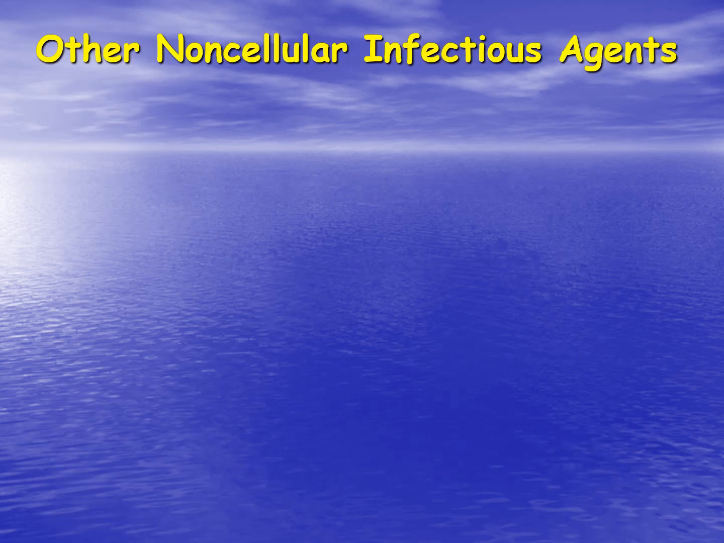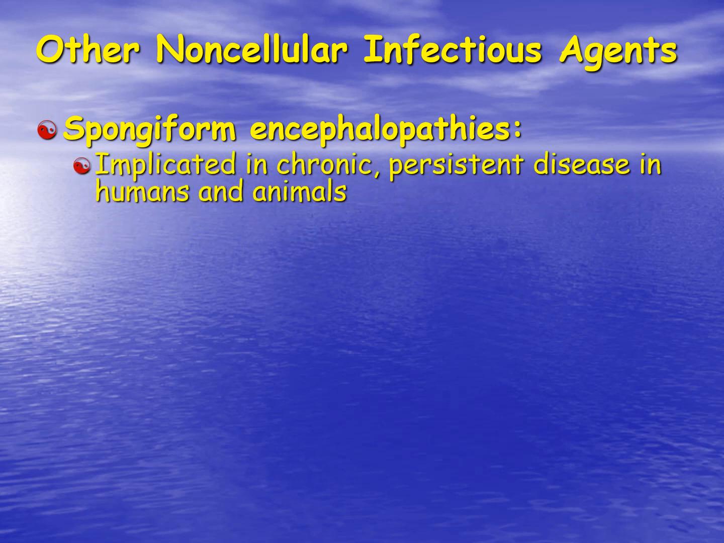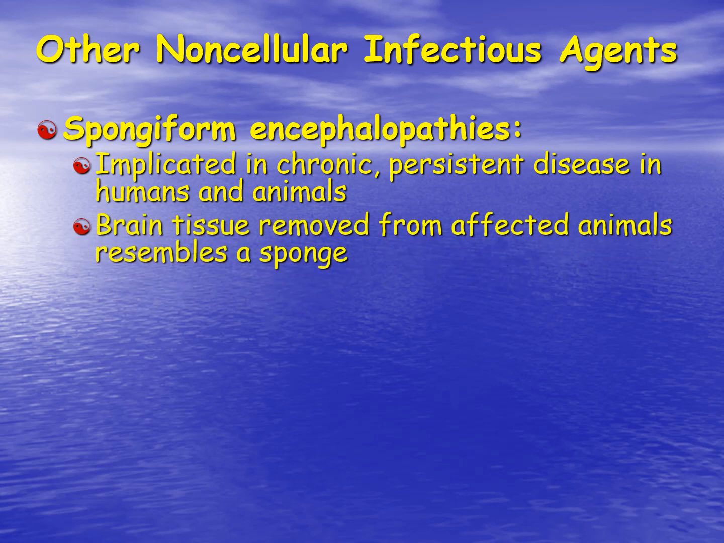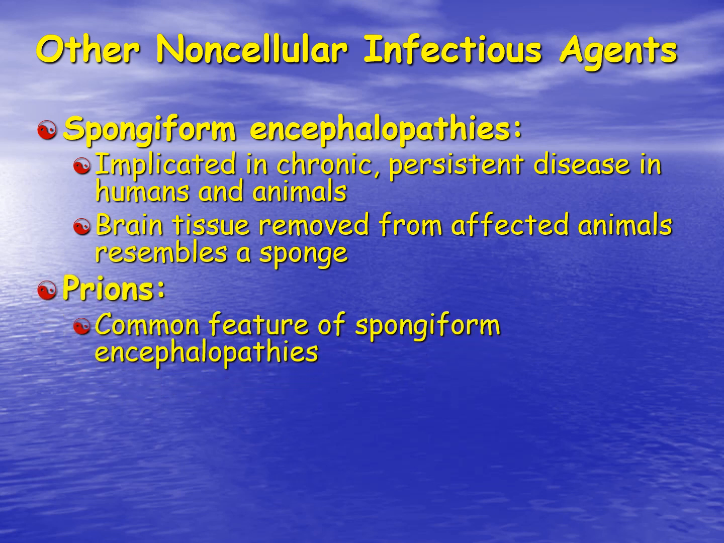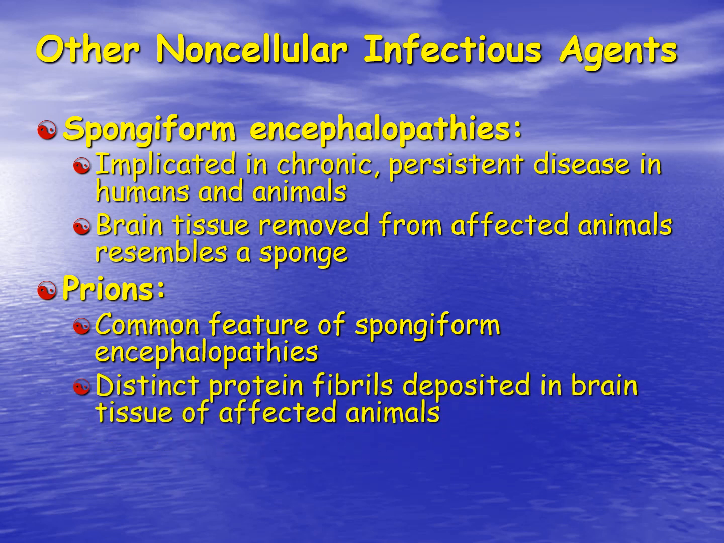And now we'll talk about the other non-cellular infectious agents. This includes the spongiform encephalopathies. These are prion diseases, and they have been implicated in chronic persistent disease in both humans and animals. Brain tissue removed from affected animals or humans resembles a sponge, hence the name spongiform encephalopathies. Prions are a common feature of the spongiform encephalopathies. They are distinct protein fibrils that are deposited in the brain tissue of affected animals.